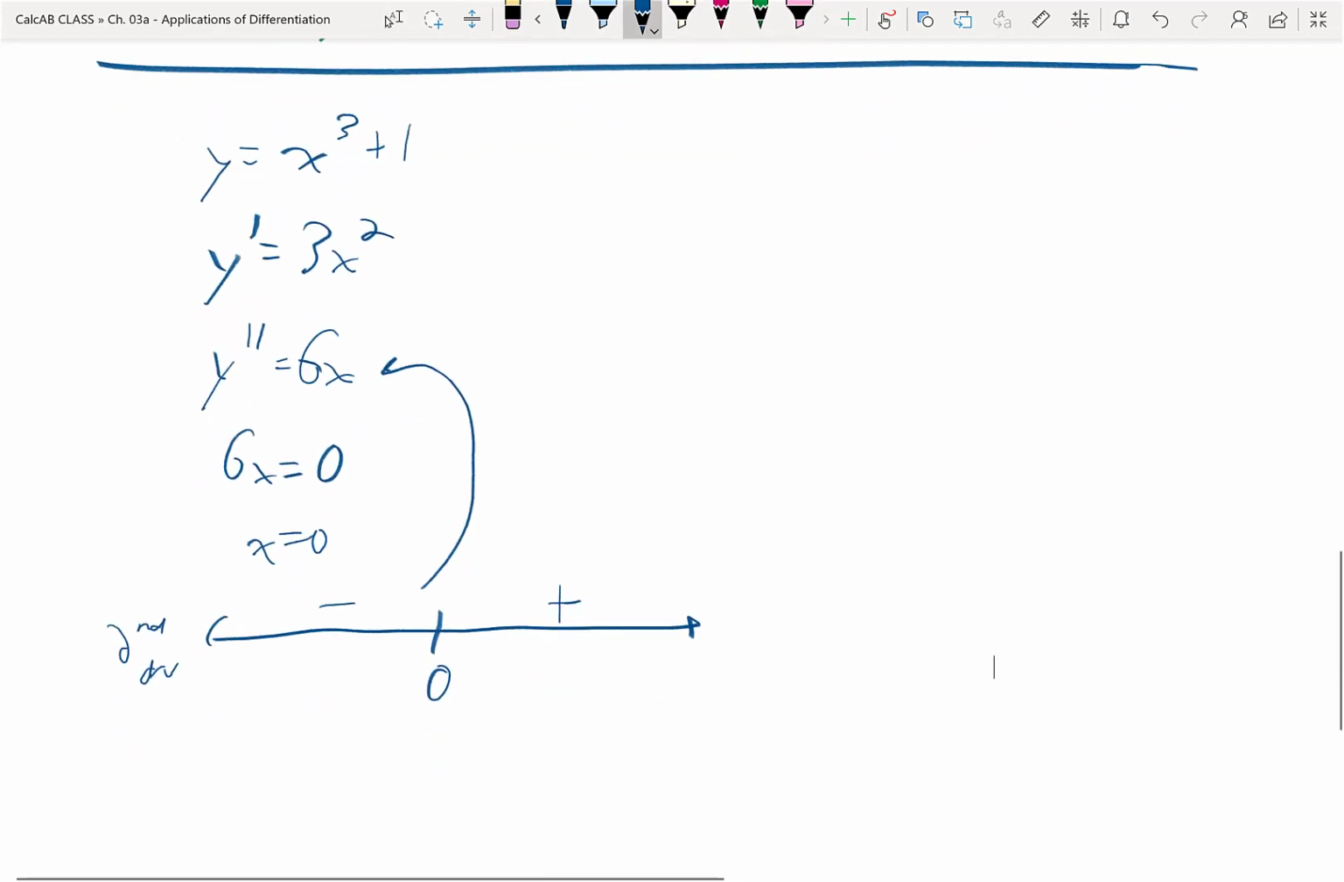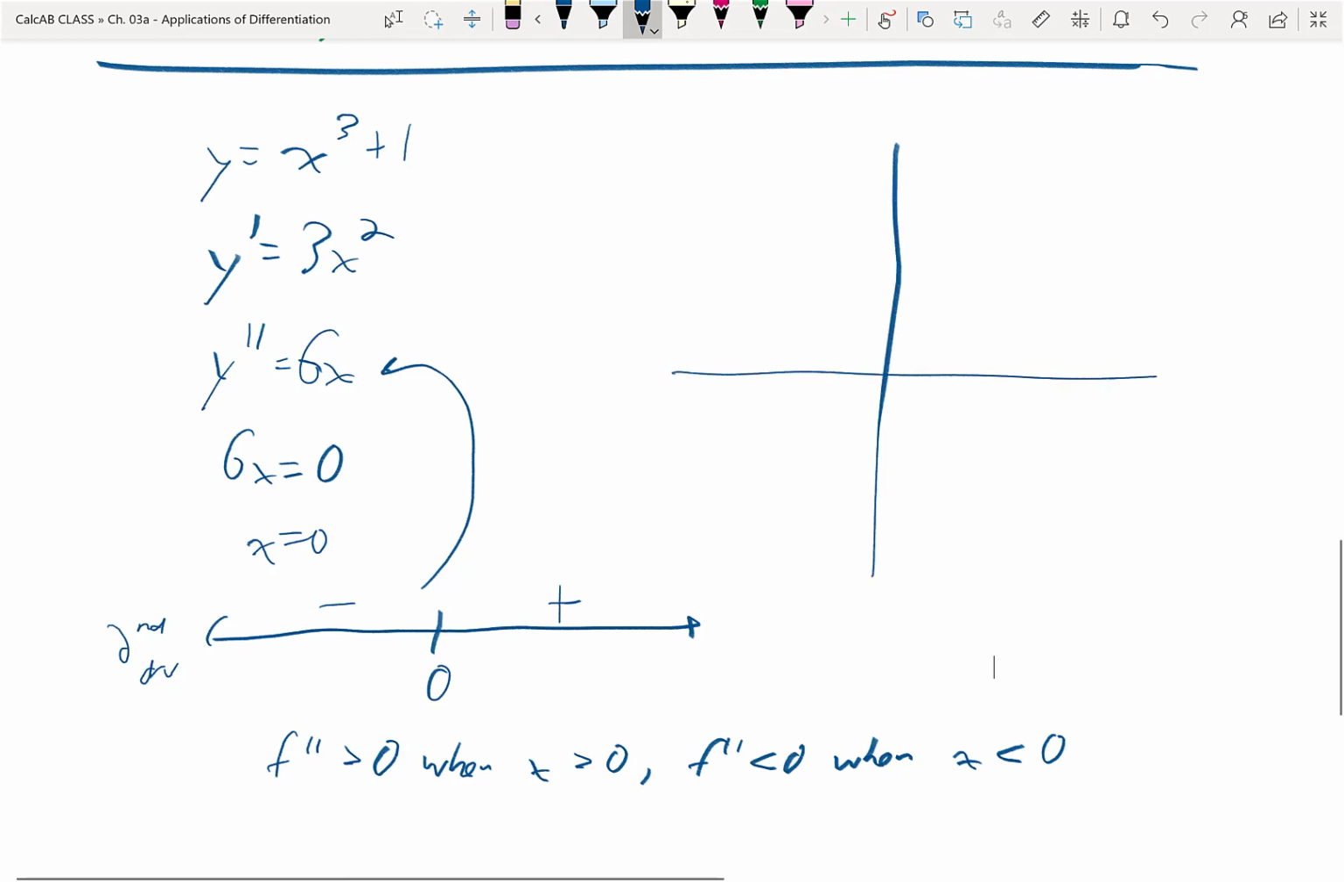This basically means that f double prime is greater than 0 when x is greater than 0, and f double prime is less than 0 when x is less than 0. So its concavity changes at x equals 0. And if I graph this x cubed plus 1, just to recall what that looks like, it looks like this. And I can see that at x equals 0, I'm going from one concavity to another. That means that x equals 0 is a point of inflection.